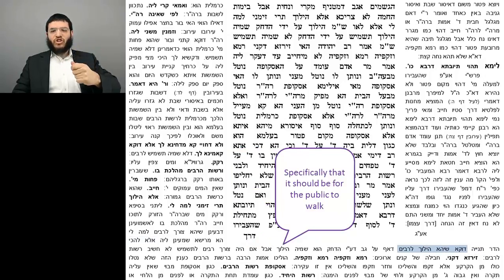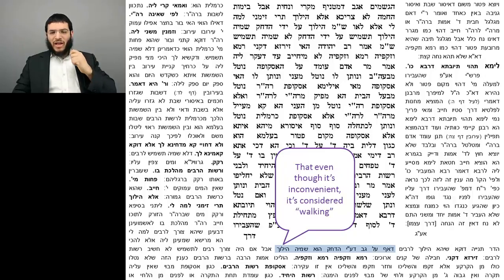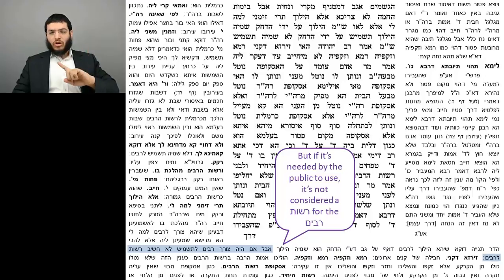The explanation is that specifically it should be for the public to walk. Even though it is inconvenient, it's considered walking. We consider it real walking, and it's part of the Reshus HaRabim. And the reason he writes it twice is to tell us that walking that's inconvenient is considered walking. But if it's needed by the public to use, not to walk, it's not considered a Reshus HaRabim. So the reason it says walking twice is to emphasize walking that's inconvenient is considered walking, but not using. So that's the explanation that Rava gave.